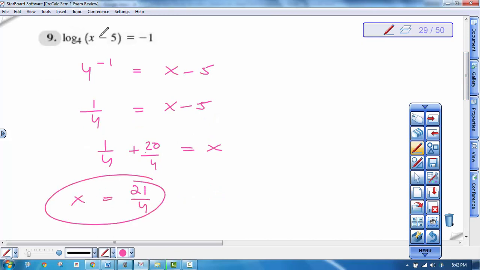Now you can plug this back in and use your calculator and you will get -1 here, which is actually important to check, because a lot of these are going to be extraneous. If it's negative or 0 especially, because you can't take the log of a negative number or 0. So keep that in mind. If you get a negative or 0, it's always extraneous.